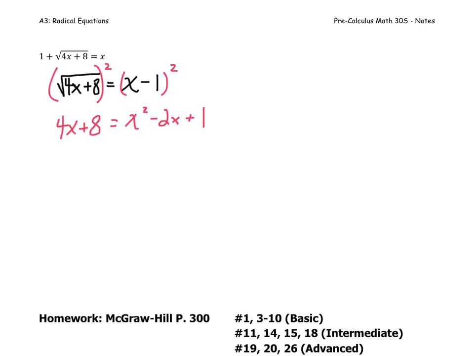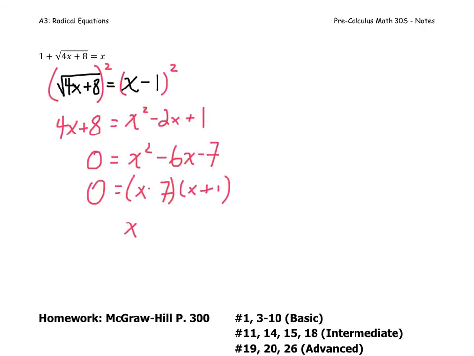Okay, I'm going to move everything over to the same side of the equation, and that gives me x squared minus 6x minus 7. I can factor this. That gives me 0 equals x minus 7 times x plus 1. This allows me to get two solutions, x equals 7 and x equals negative 1.